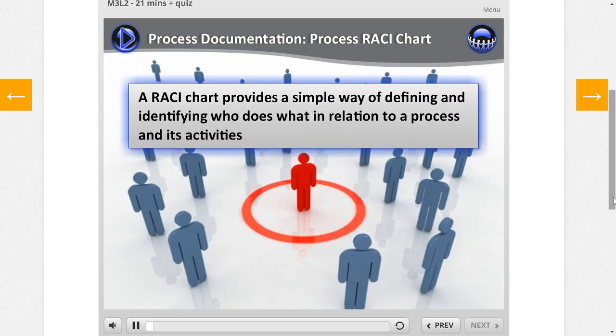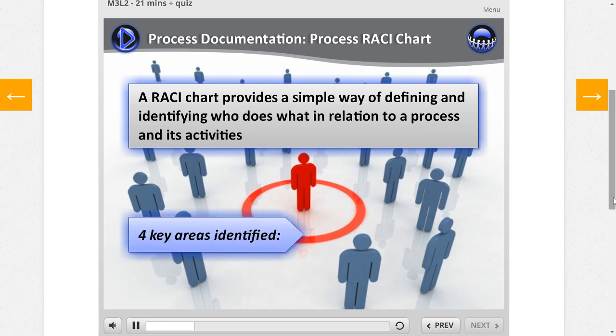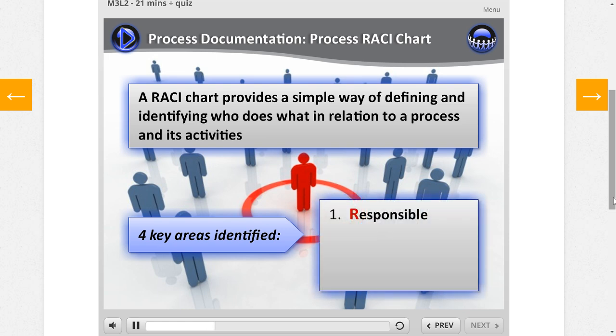A RACI chart provides a simple way of defining and identifying who does what in relation to a process and its activities. Its name is taken from the 4 key responsibilities that are identified. Responsible. Who is doing the work? At least one role must be responsible, but there could be more than one. Accountable. Where does the buck stop? This role is answerable for the successful execution of the work. It assigns responsibility, provides direction and resources, and so on. Only one role can be accountable.